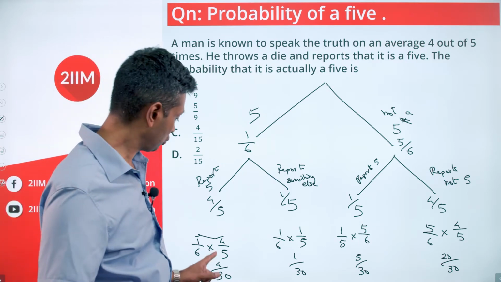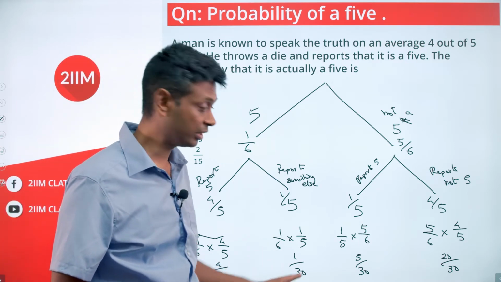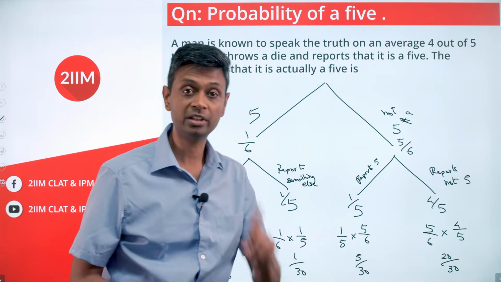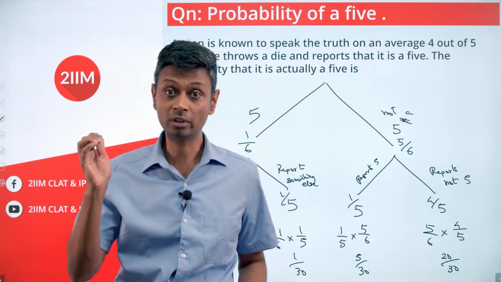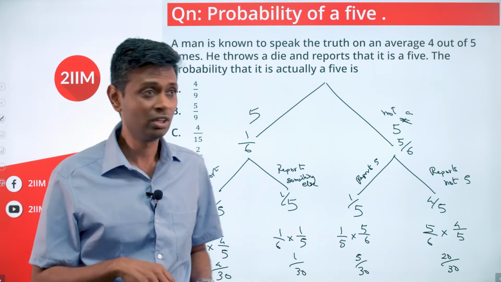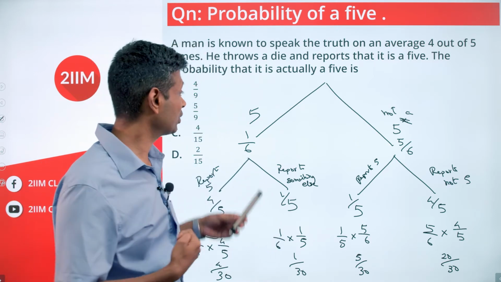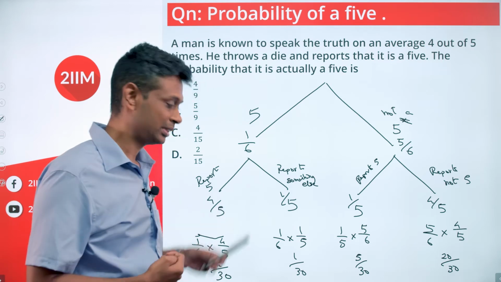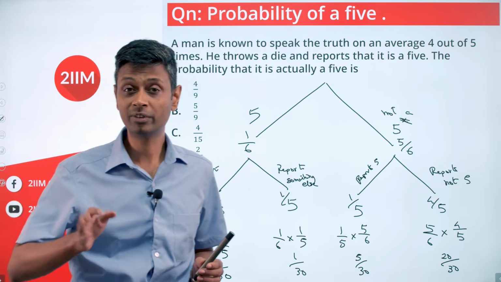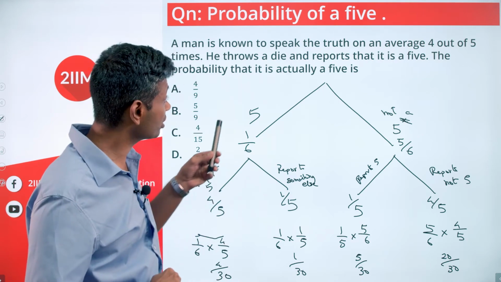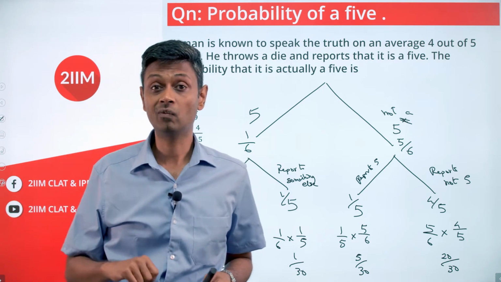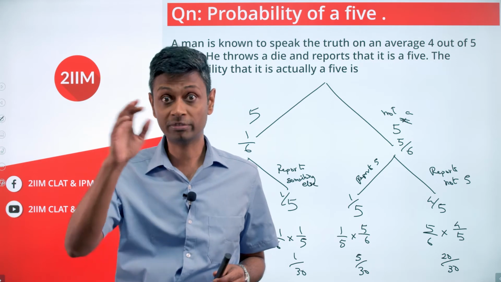Lovely. So 4 by 30 plus 1 by 30, 5 by 30 plus 5 by 30, 10 by 30 plus 20 by 30, is 1. These are the sum total of all possibilities, they all add up to 1. We have not been asked what is the probability that it turns out to be 5 and he reports a 5. That is simple. Multiply this and get this. We have not been asked that. We have been told clearly that he reports a 5, and then we have been asked what is the chance that it actually was a 5.